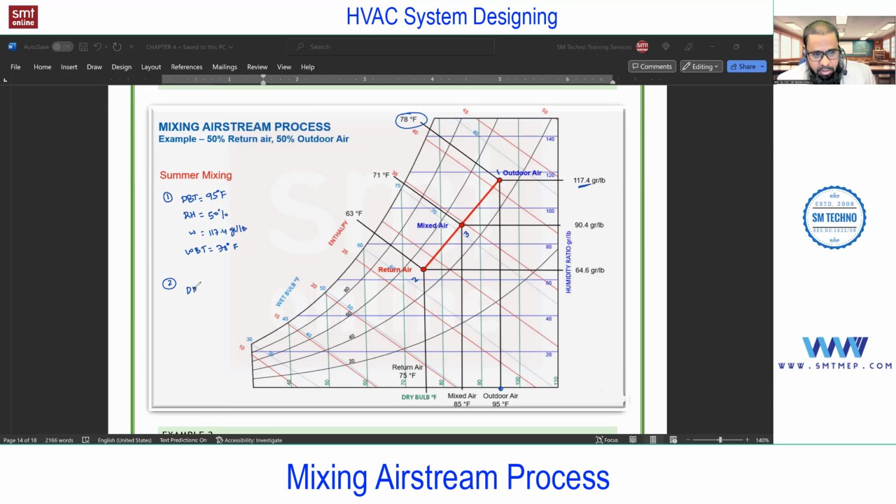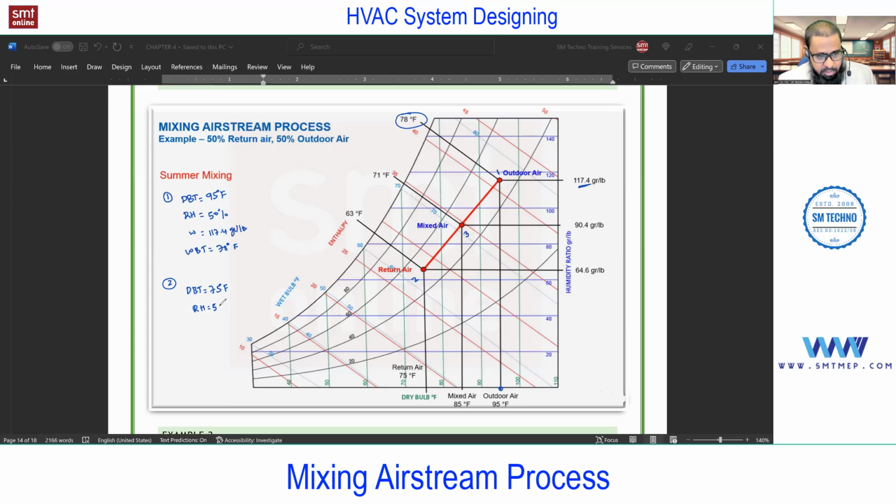So DBT 26. You see 70 and 80, so I can consider 75 degrees Fahrenheit. RH is the same, no? You see this inclined line with the same. It means the RH is not changing. We are maintaining the same.